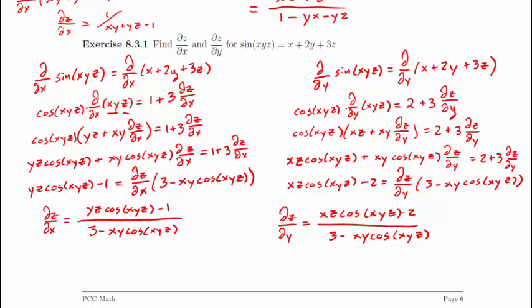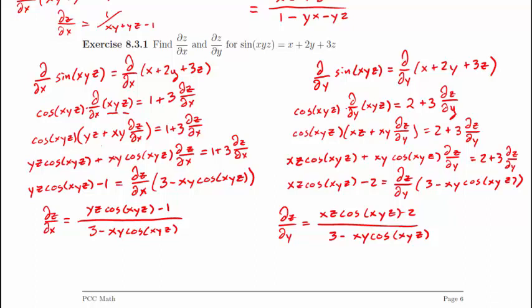On the right side, we had the partial with respect to x of x plus 2y plus 3z. With that, we get 1 as the partial derivative of x with respect to x. 2y is a constant, so that's going to go away when I take the partial with respect to x. And the partial derivative with respect to x of 3z is 3 times the partial derivative of z with respect to x. And that will get carried down to the next line as well.